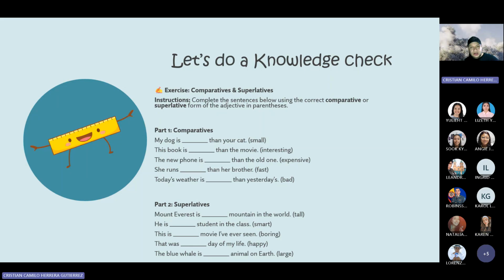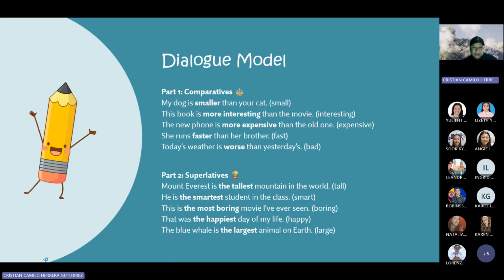Thank you so much. So here, just to be super clear about this activity, remember that when an adjective has more than two syllables, in this case interesting, expensive, you are going to add the word more before the adjective so you can use the comparative properly, okay? The book is more interesting than the movie. The new phone is more expensive than the old one.